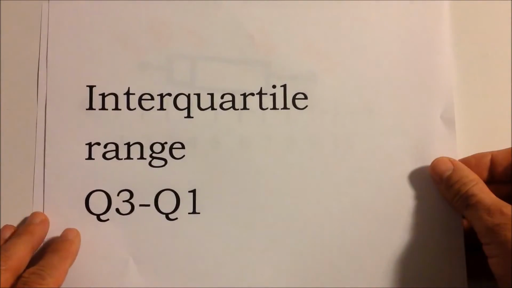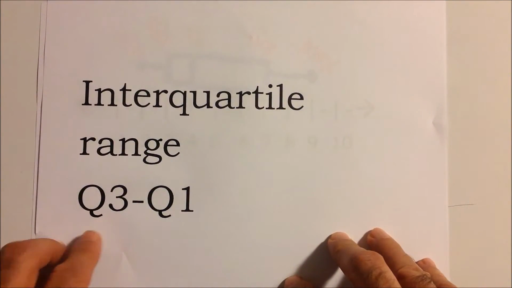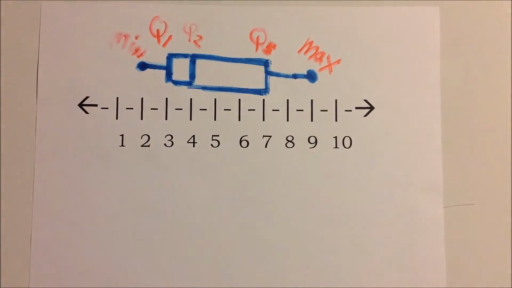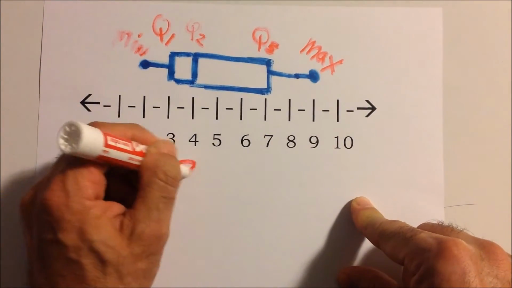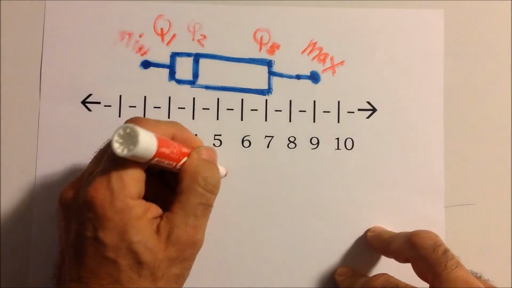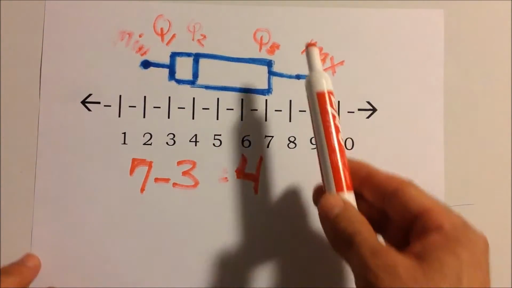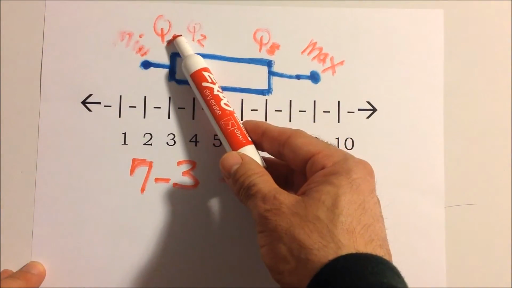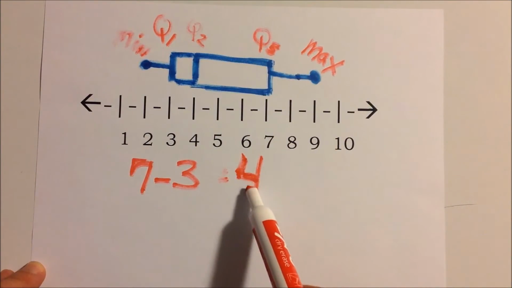So the interquartile range, all it is, is when you subtract Q1 from Q3, and you get the range, the interquartile range. So let's look at this one. We had Q3 as 7, and Q1 was 3, so 7 minus 3 is 4. So 4 is the interquartile range. Again, Q3, which is the upper quartile, minus Q1, which is the lower quartile, 7 minus 3, and we get the interquartile range of 4.